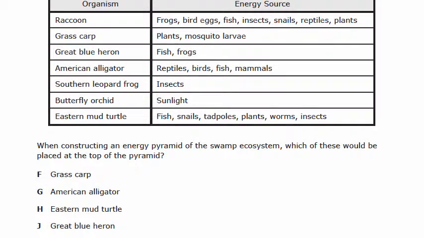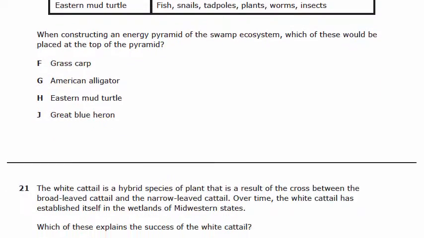When constructing an energy pyramid of the swamp ecosystem, which of these would be placed at the top of the pyramid? F. Grass carp. G. American alligator. H. Eastern mud turtle. Or J. Great blue heron.